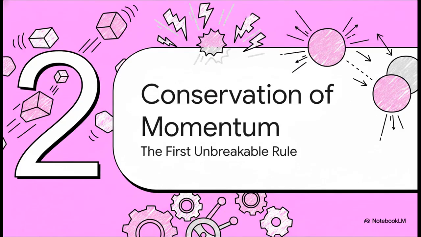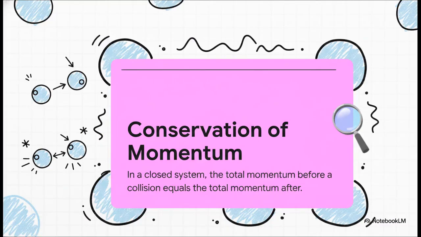All right, now for the first big principle. Seriously, anytime you see the word collision in a physics problem, your brain should light up with one word: momentum. It is always your starting point. So what does that actually mean? Well, think about a game of pool. Right before you break, all the balls are just sitting there. The total momentum of the whole system is zero. Then, whack, you break, balls go flying everywhere.